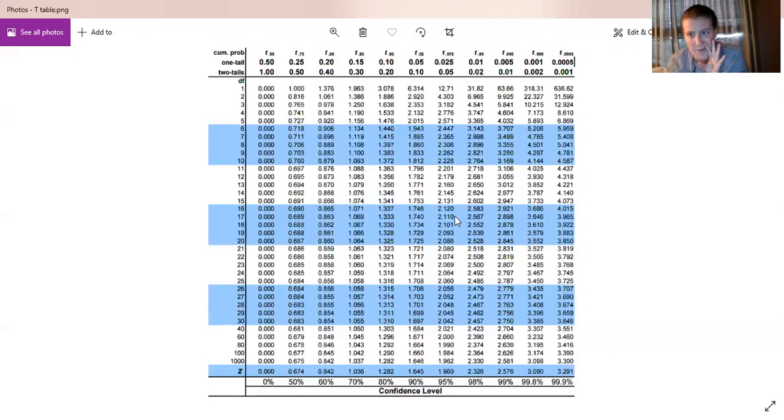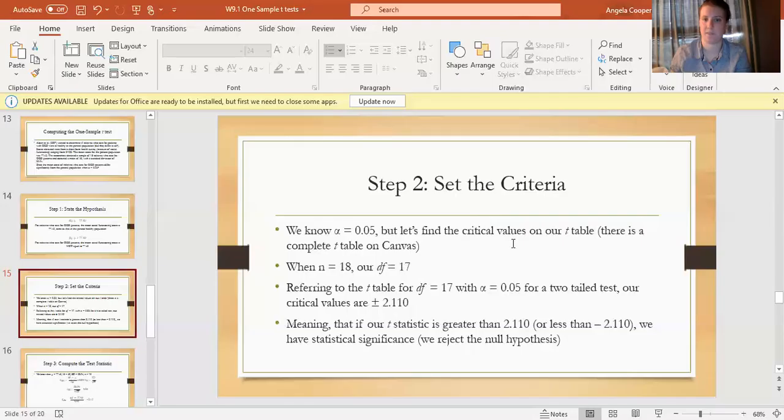That is our critical value for this example problem, where we had a sample size of 18, meaning that our degrees of freedom is 17, and a two-tail test with significance set at 0.05. So again, that means that our critical values are plus minus 2.110. Okay, cool. Moving on. So, two-tail test, plus minus 2.110.